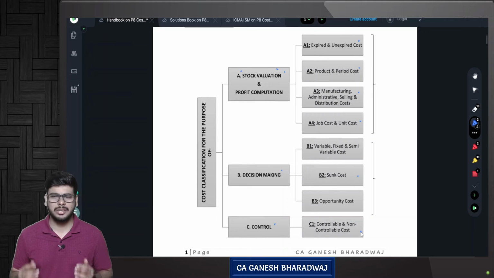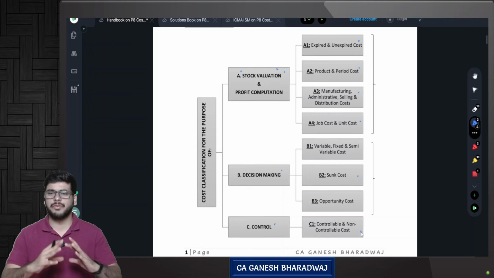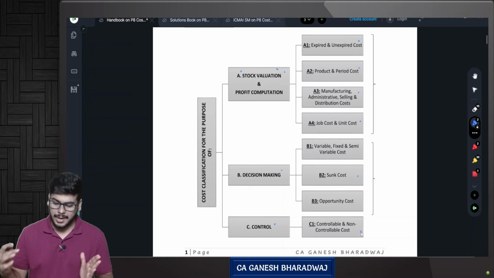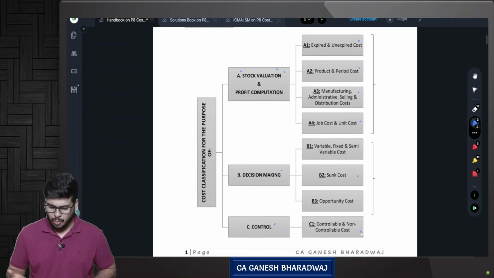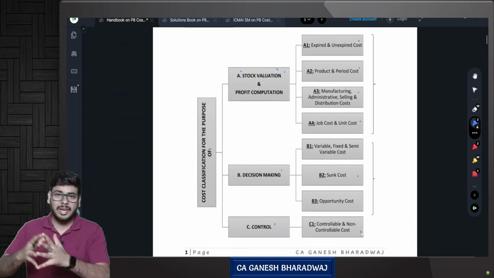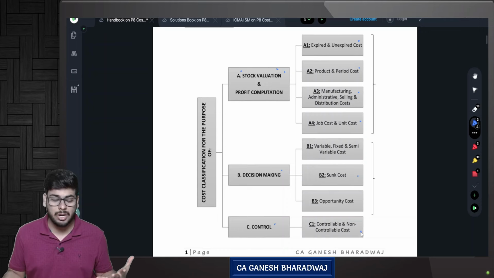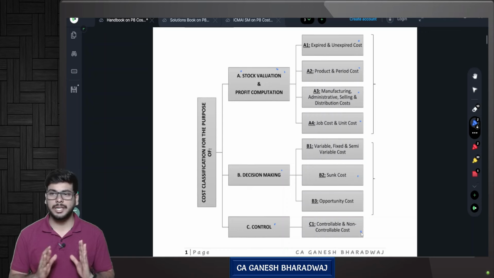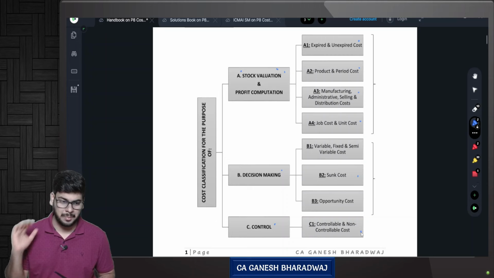Sir, what is this? You have given so many things, so many aspects, you have just branched it and given so many costs. Sir, cost is a cost. No, sir. Why are you again and again classifying it as expired, unexpired, product, period? Here you're saying variable, fixed. Cost is a cost. Why should I classify so many varieties of classification? Why are you giving all this? Let me explain it from the beginning. Let me explain from the basics.